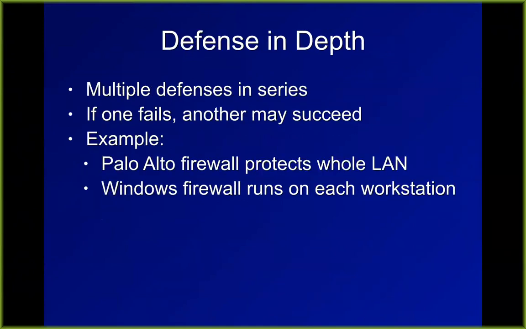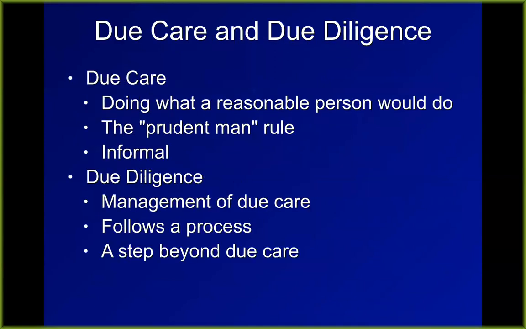Anyway, defense in depth is another fundamental principle. You have a variety of barriers so that even if an attacker gets through one barrier, there are further barriers to limit how much harm they can do. So you might have a Palo Alto firewall protecting your whole network, but you also run a software firewall on each workstation so that if an attacker gets through the first layer, there's another layer of defense to limit how much harm they can do.